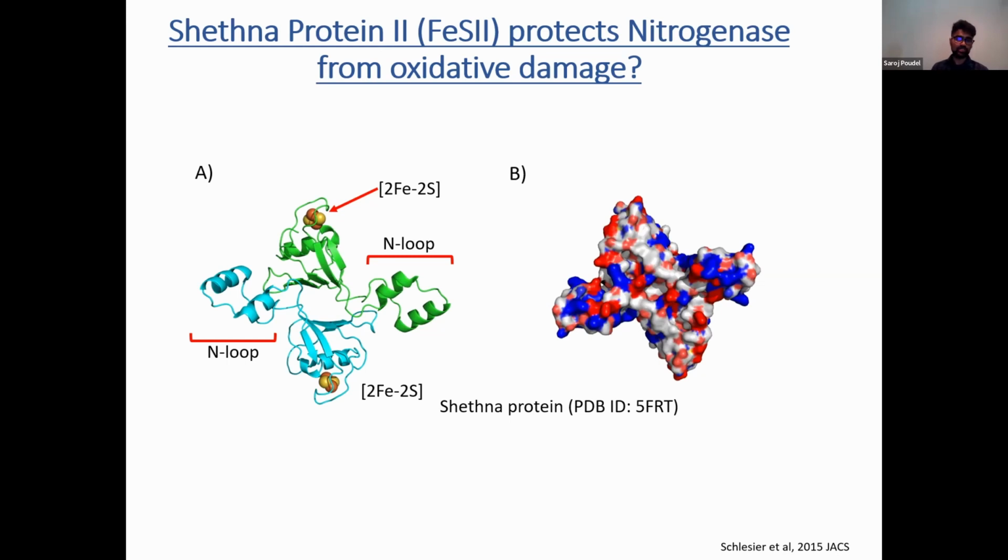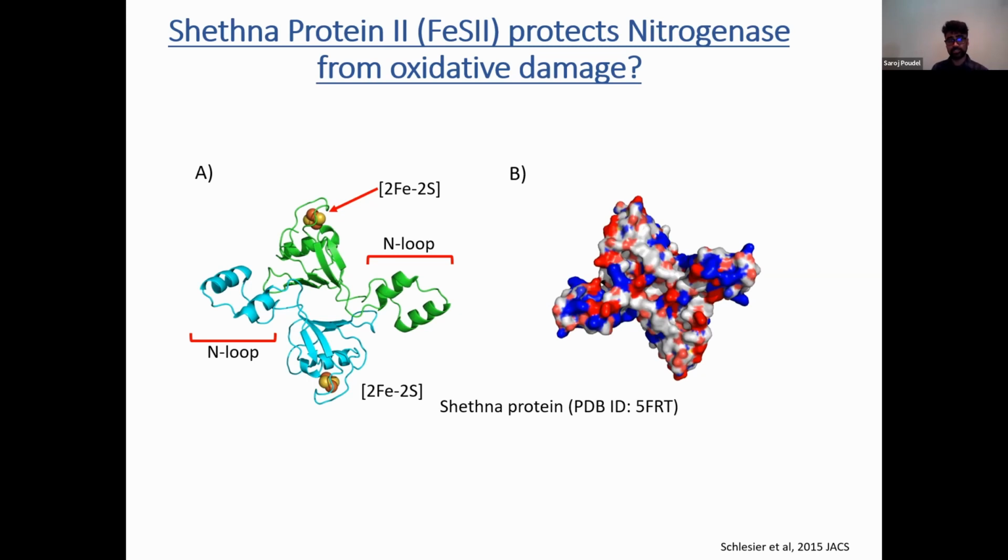Now, we don't know how it's protecting from this oxygen, but the prediction is that when the nitrogenase binds to Shethna protein, this deactivated nitrogenase is protected from oxygen, and when it's active, the Shethna proteins leave the binding site, and then it can be active. Now, again, that's just a hypothesis. We don't really know how it works.